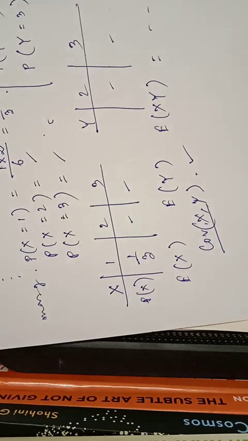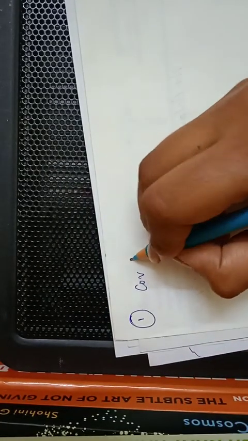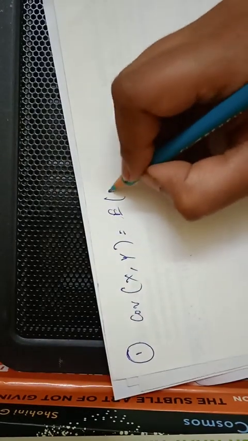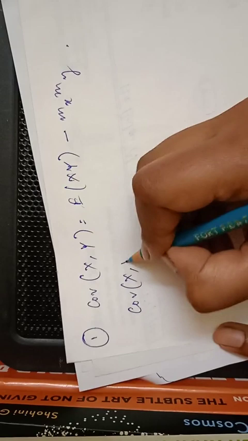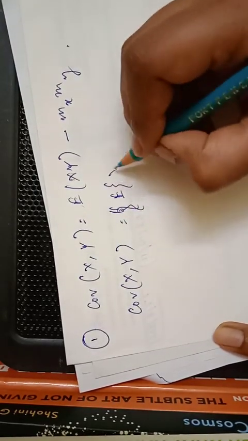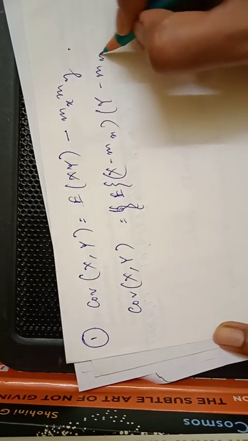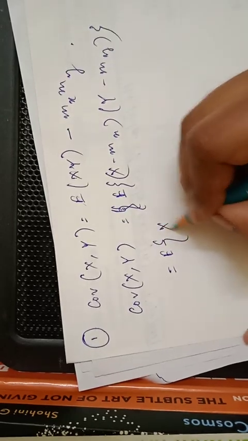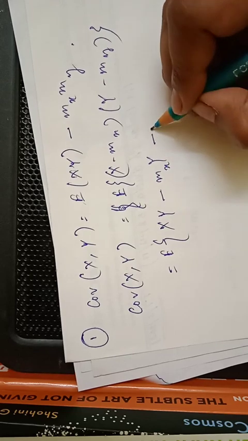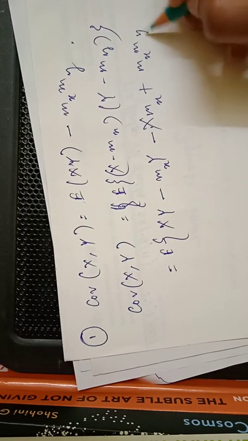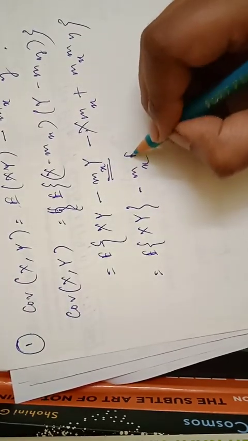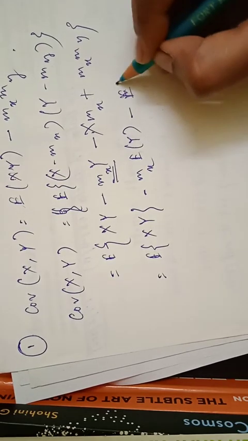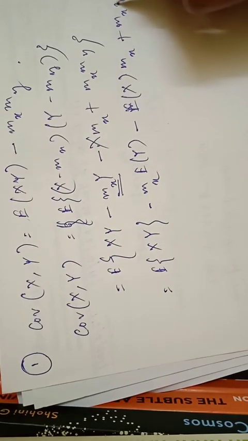Now here we have a few properties of covariance and the correlation function. The first property: covariance of X comma Y equals expectation of XY minus mx my. Let's prove it. The proof is very easy. What is the definition of covariance of XY? It is expectation of (X minus mx) into (Y minus my). Opening the bracket, expectation of XY minus mx Y minus X my plus mx my. Taking the expectation, mx is a constant, so we keep it as it is: expectation of XY minus mx times expectation of Y minus expectation of X times my plus mx my, again a constant.